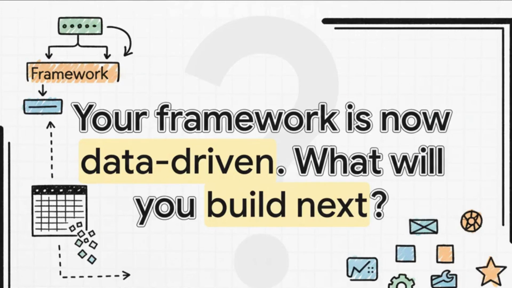So what's the big takeaway here? It's that by separating your data from your logic and by creating this intelligent, dynamic bridge between them, you've built a foundation that isn't just easier to maintain today, it's ready for any challenge you decide to throw at it tomorrow.